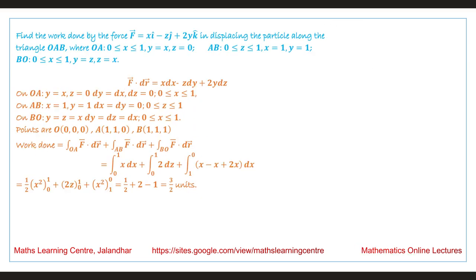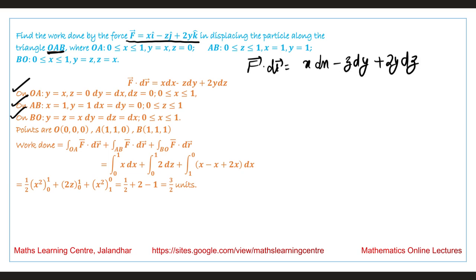Now next we have is find the work done by the force F vector is equal to this in displacing the particle along the triangle OAB, where the sides of the triangle are OA, OB and BO. So we are first calculating the value of F dot dr vector, that we have is x dx minus z dy plus 2y dz. Now when we are talking about this first line, we are talking about OA. On this line we have y is equal to x, z is equal to 0.